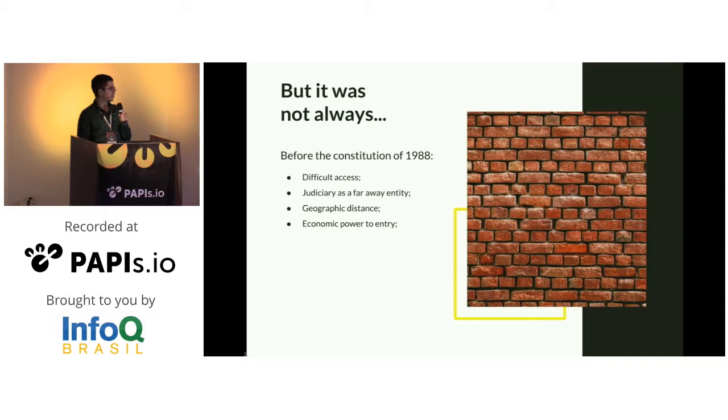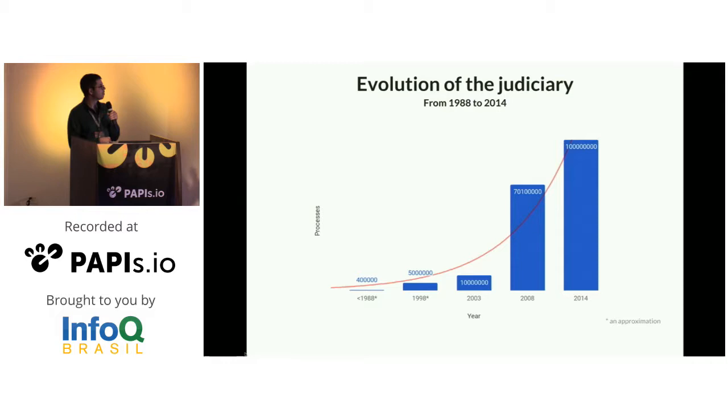For that, we had an exponential growth in the number of processes. Before this constitution of 1988, we had around 400,000 processes. And back in 2014, this number scaled up to 100 million processes. So this was in 2014. In 2016, only in this year, around 28 million cases began, and 28 million cases were terminated.